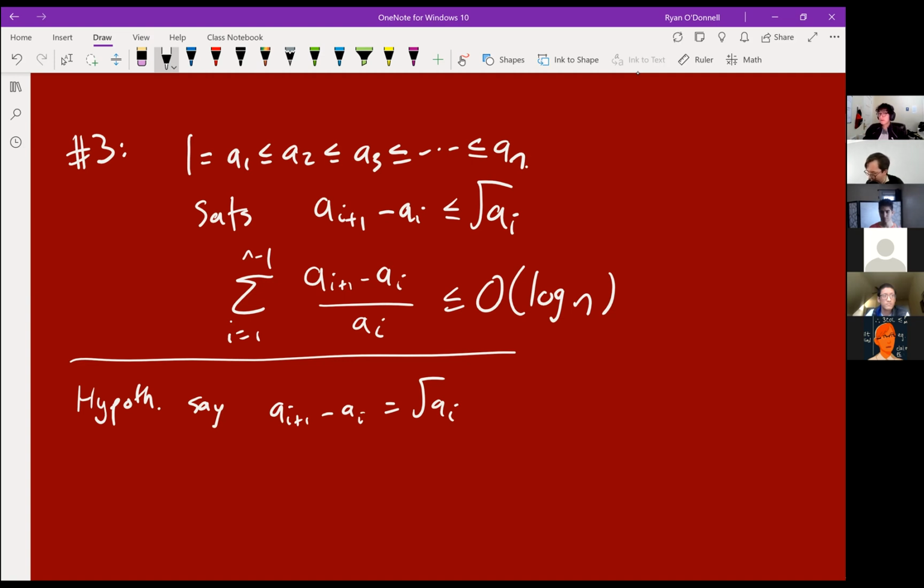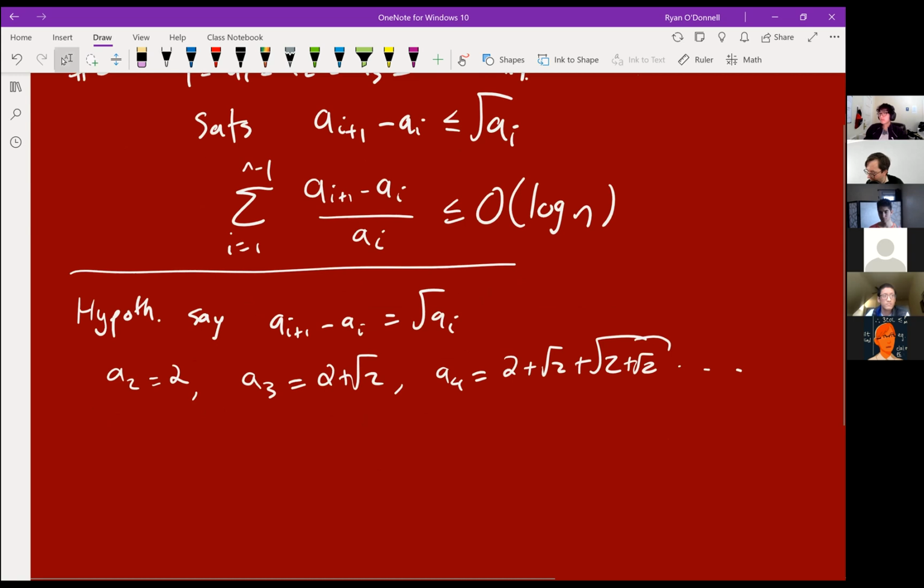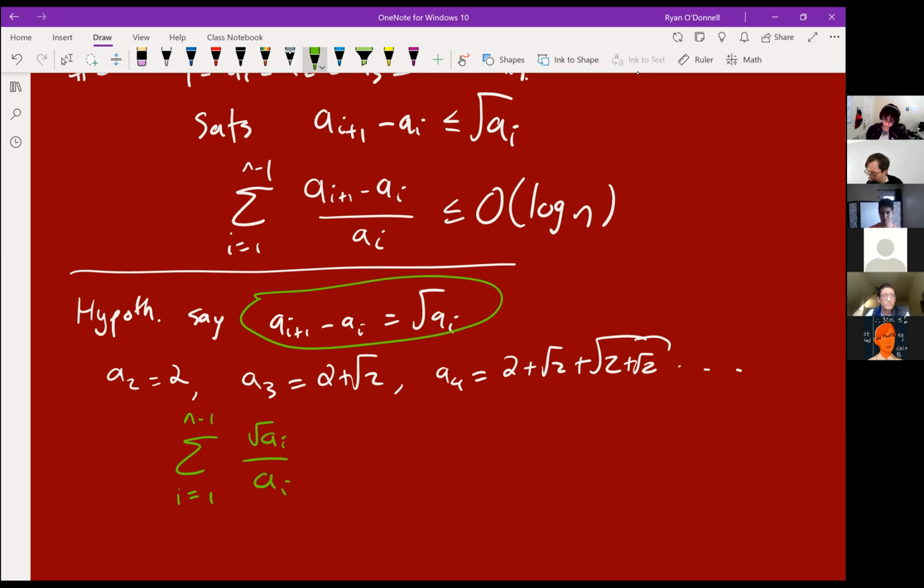I mean, A2 would be 2. And then A3 would be 2 plus root 2. A4, it's gonna get not too enjoyable. Okay. Yeah, and then you can substitute into the actual summation term. Oh, but wait, I guess it's not so bad, right? Because this thing here is this thing here. So if you assume this is true, then you have the sum, i goes from 1 to n minus 1, of root A(i) over A(i), which is the sum of 1 over root A(i). Okay, that seems not too bad.